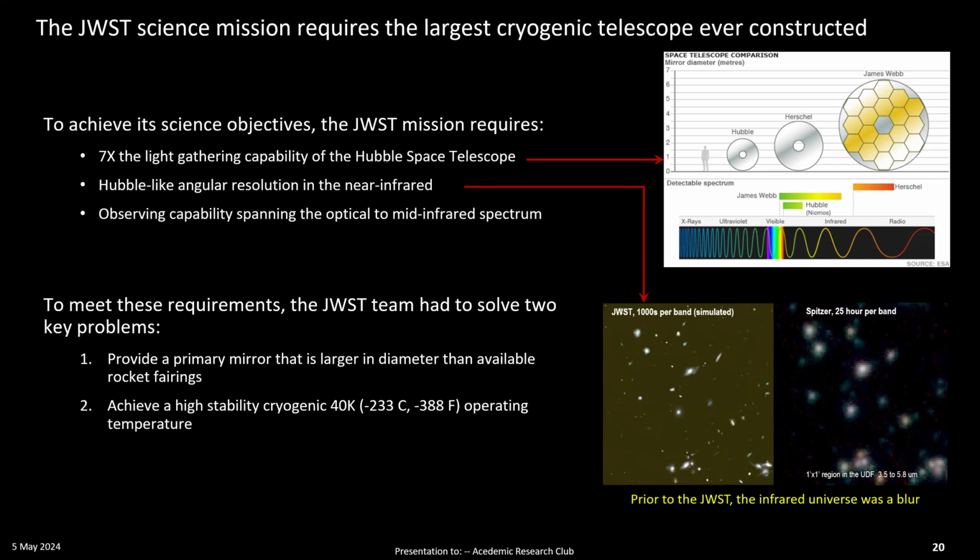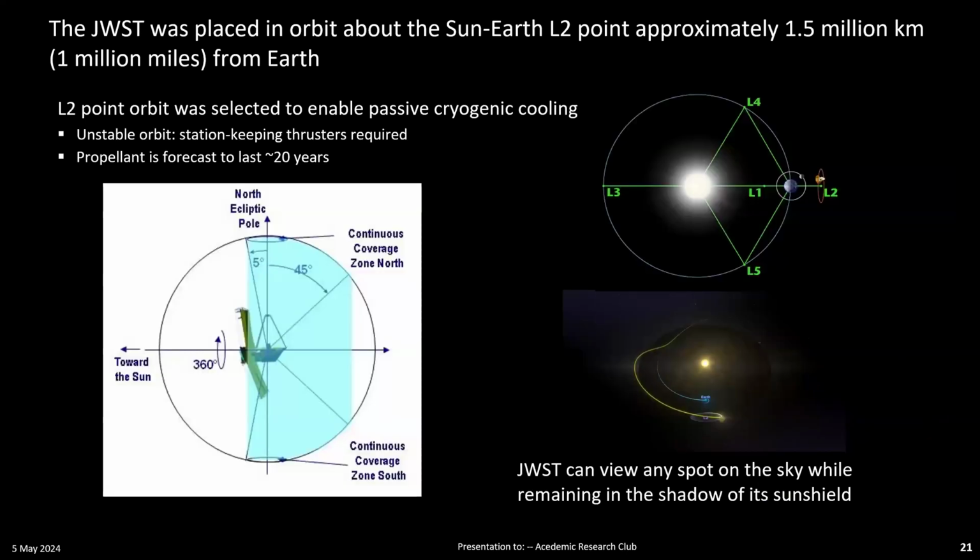How cold do we have to make it? Really, really cold, about minus 230 degrees Celsius. And so that was a huge problem, because then and now there is no mechanical refrigerator powerful enough to cool something as big as the Webb to such a low temperature. So those were our 2 problems. Let's take a look at how we solved them.